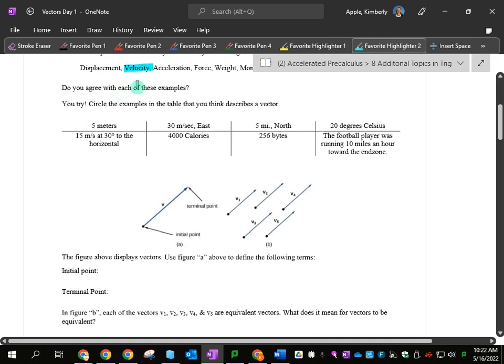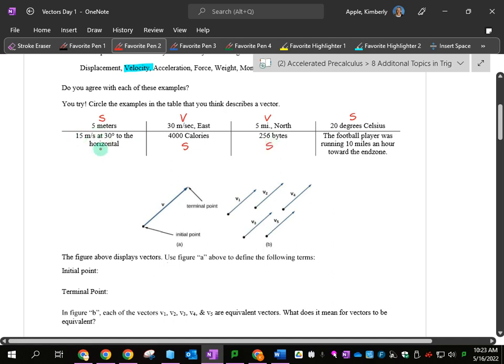So let's look at these examples and see if we can identify vectors versus scalars. 5 meters is a vector or a scalar? It's a scalar. There's no direction. What about 30 meters per second east? Vector, it has a direction. 5 miles north, also a vector. 20 degrees Celsius, scalar. 4,000 calories, scalar. 256 bytes, scalar.